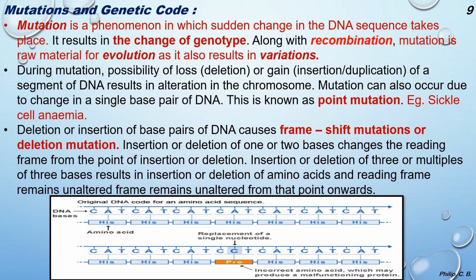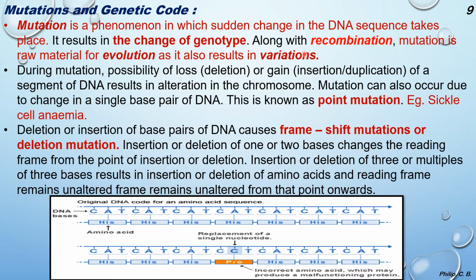Coming to mutation and genetic code. So here the initial definition: mutation is a phenomenon in which a sudden change in the DNA sequence takes place. It results in the change of genotype along with recombination. Mutation is a raw material for evolution as it also results in variation. Now as we know, mutation is a sudden change, or we can say it takes place spontaneously. There may be different reasons for mutation, that may be chemical change, radiation, etc.